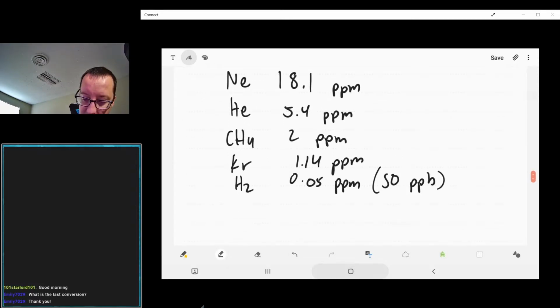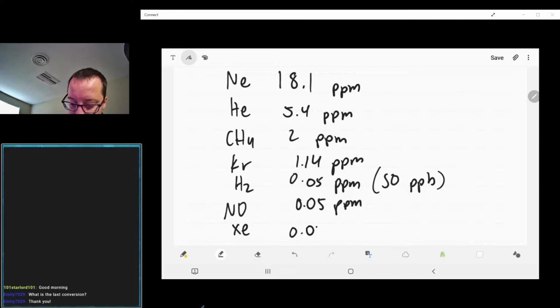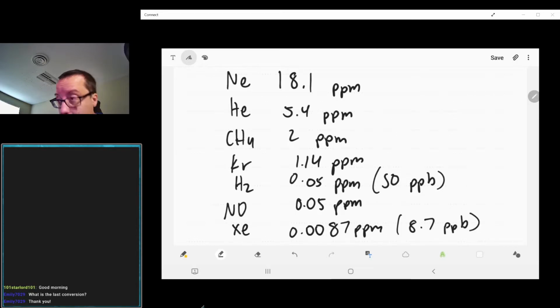And then we have nitrogen oxide and xenon. Nitrogen oxide about the same, and xenon even smaller. Or 8.7 parts per billion there. So just a rough idea of some of these other contributions to our atmosphere. We can see here that we have these really, really small quantities of these noble gases. We've got a little bit of methane, a little bit of hydrogen, and then some nitric oxide in there as well. Again, these are not things you're going to need to memorize. This is just for your information, so you can have some idea of what we're talking about with these quantities.